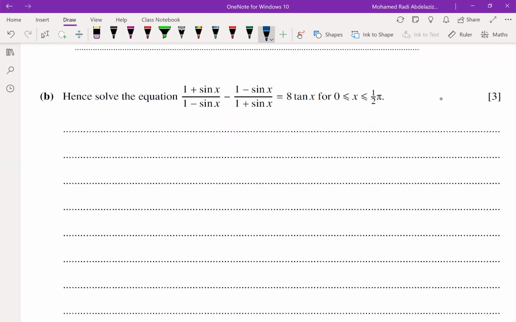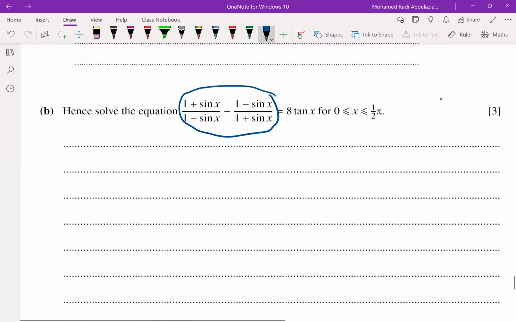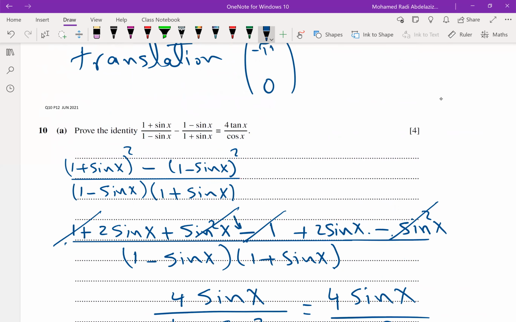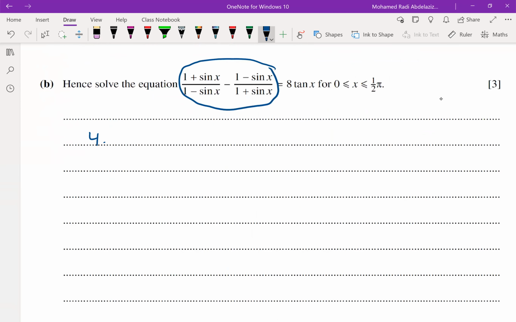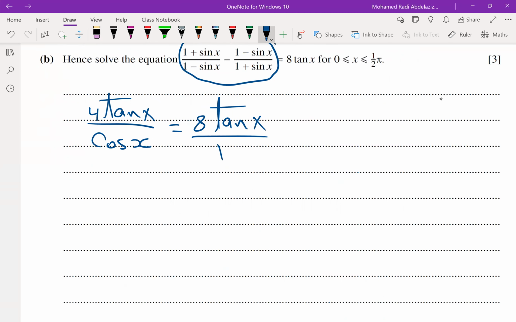In part B, hence solve the equation. You have to use this part, it was the left-hand side, exactly. So I will replace it with the right side: 4 tan x divided by cosine x is equal to 8 tan x. Then simplify, cross multiplication. 8 cosine x tan x is equal to 4 tan x.